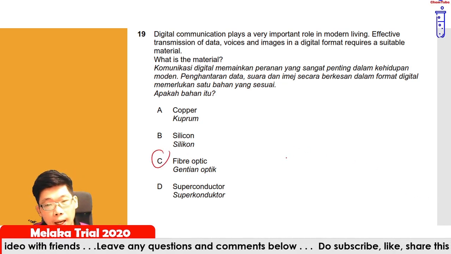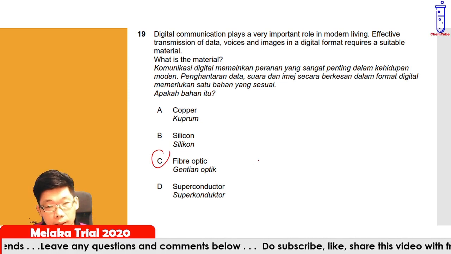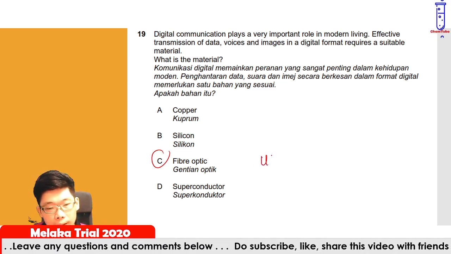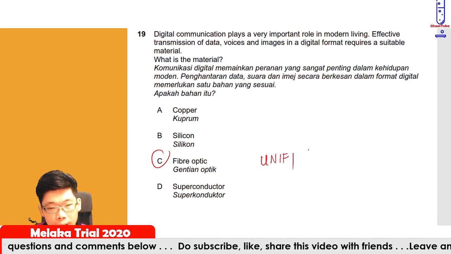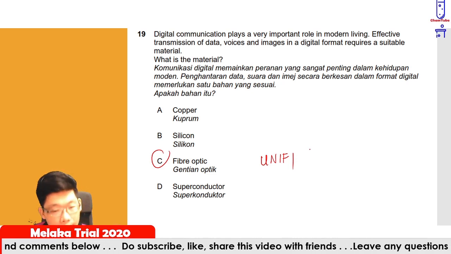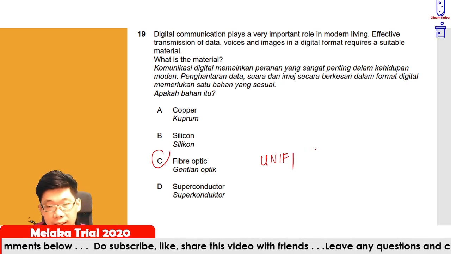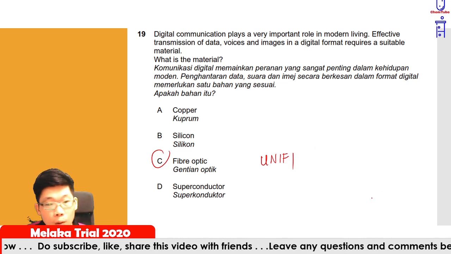Because now in Malaysia, our Streamyx at home, no more Streamyx, it is under Unifi. Unifi actually uses fiber optic, that's why the speed is much higher compared to Streamyx previously, because Streamyx still uses copper wire.